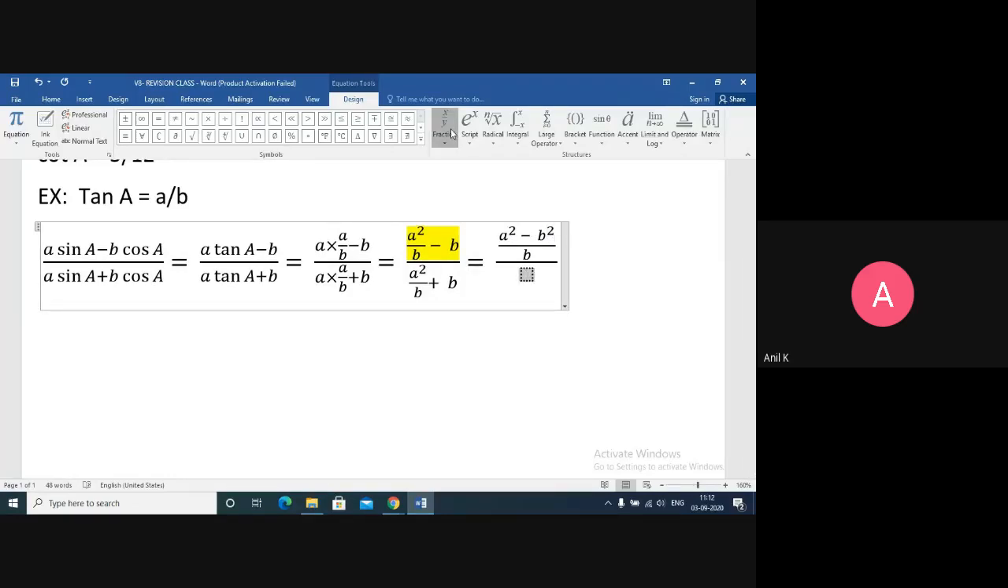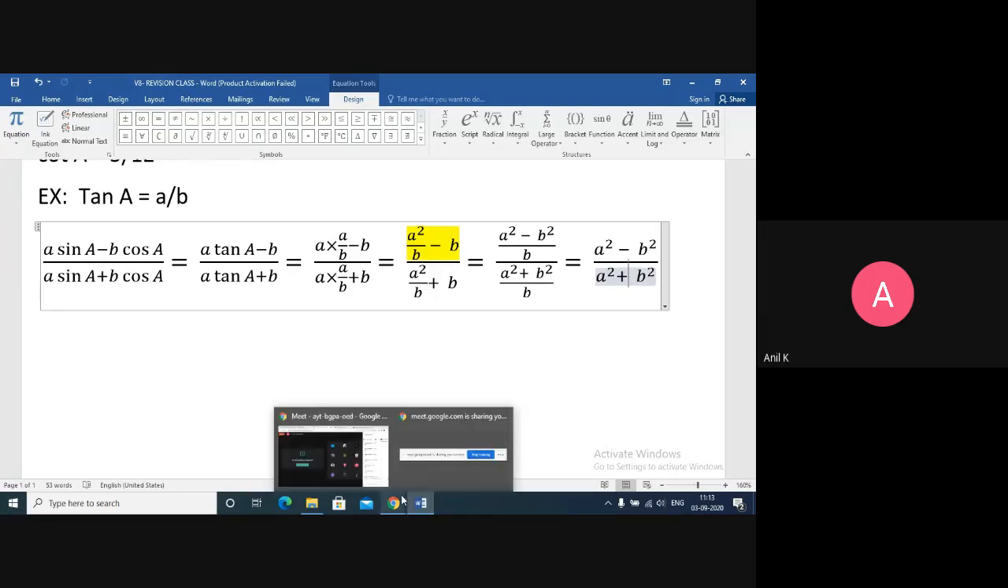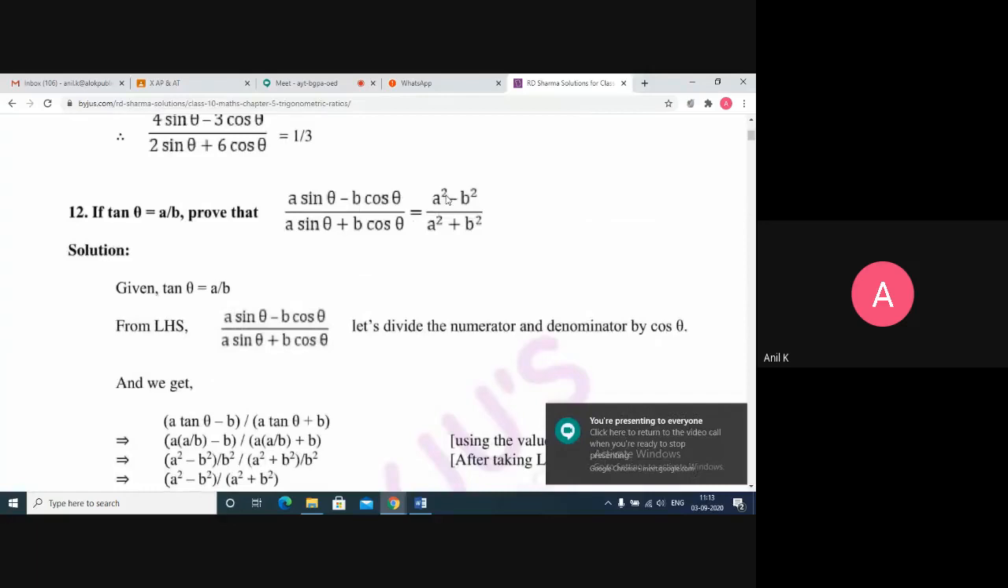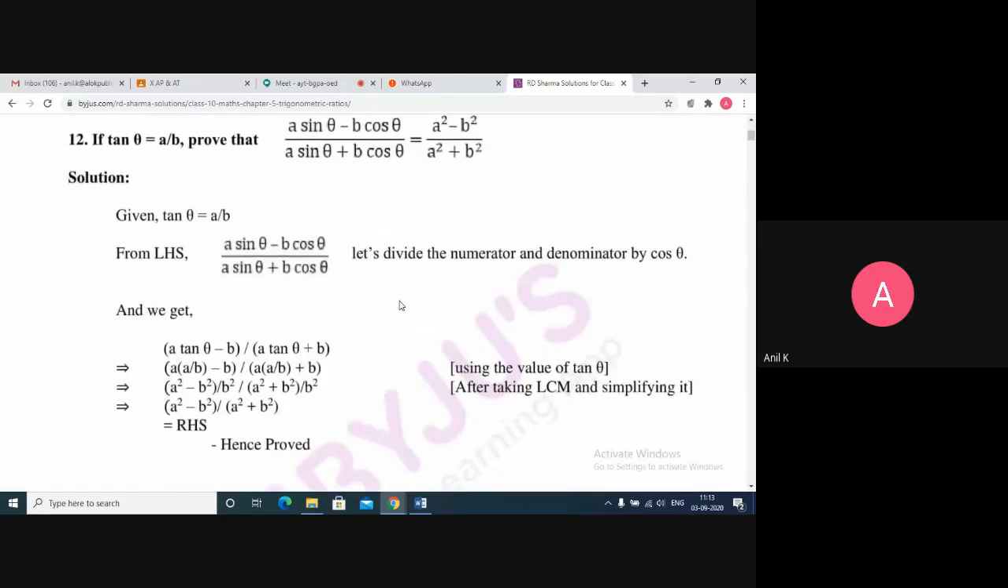Similarly, if I take the LCM for the denominator, because there are again fractions in the denominator, here also LCM is B. So numerator you will get A square plus B square. So this minus you can replace as plus. Both the denominators B and B will get cancelled. Hence I am left with A square minus B square upon A square plus B square. That's what they asked you to prove. So this is the simplest way to solve.